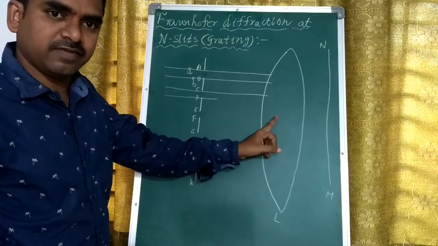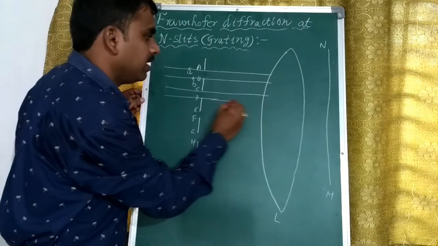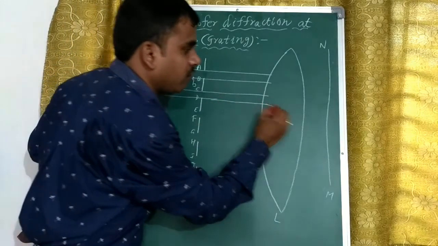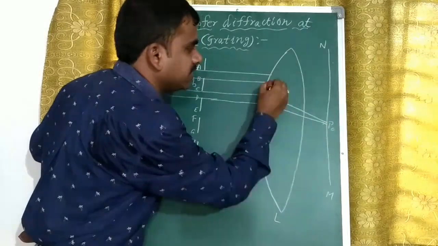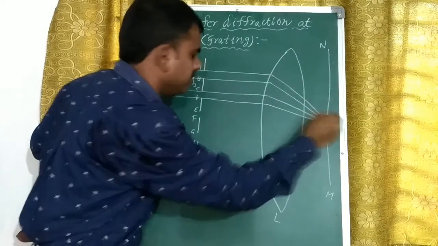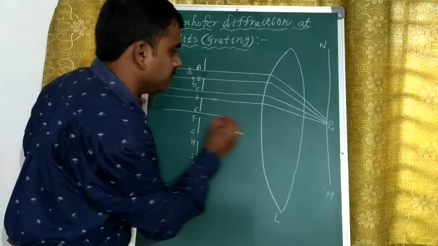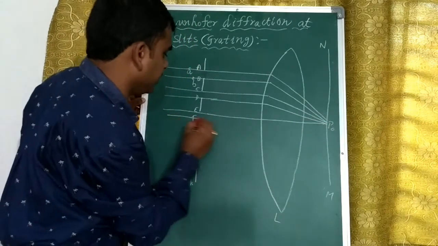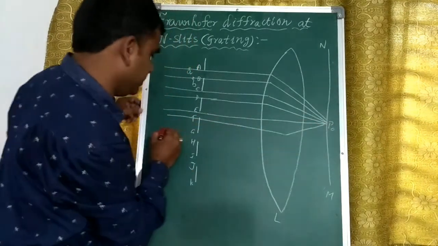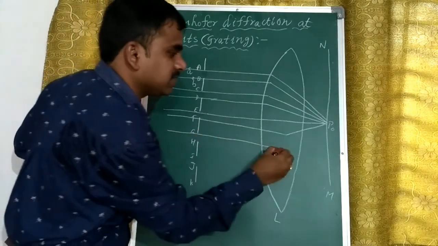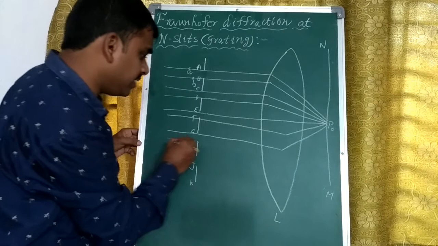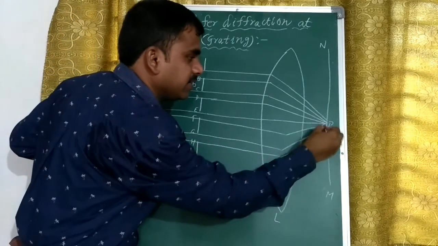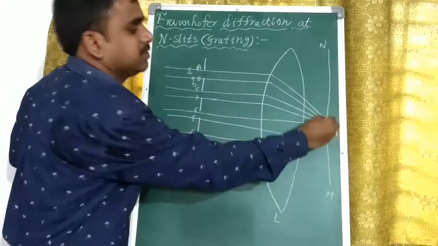Whenever we use the convex lens, all these rays are focused at the position P0. There we can get the maximum intensity. That's why it is also called the principal maxima or central maxima.